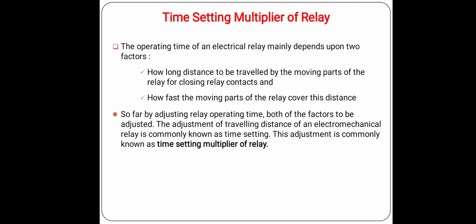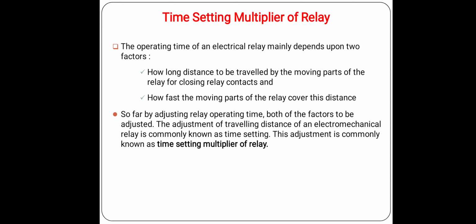The adjustment of the traveling distance of an electromechanical relay is commonly known as the time setting multiplier of the relay. But by adjusting only the time setting multiplier, we cannot set the actual time of operation of an electrical relay. As we already said, the time of operation also depends upon the speed of operation. The speed of the moving parts of the relay depends upon the force due to the current in the relay coil. So it is clear that the speed of operation of an electrical relay depends upon the level of fault current.